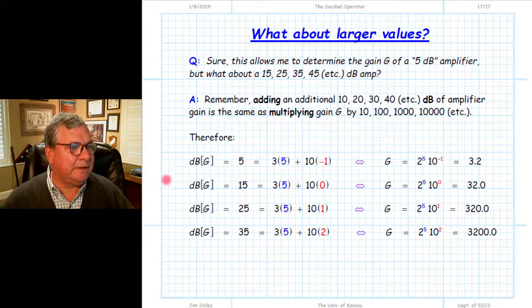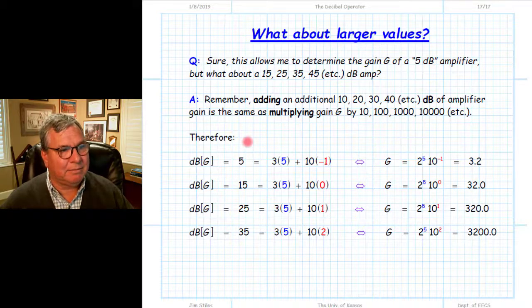This is true if we are increasing by a value of 10 dB each time, or if we are decreasing by a value of 10 dB each time. So for example, if I go from plus 5 dB to minus 5 dB, the result would be 0.32. If I go to minus 15 dB, it would be 0.032. Every time we go down by 10 dB, even as we move into the negative values, again, we shift the decimal place. If we're decreasing by 10 dB each time, the decimal place shifts to the left.